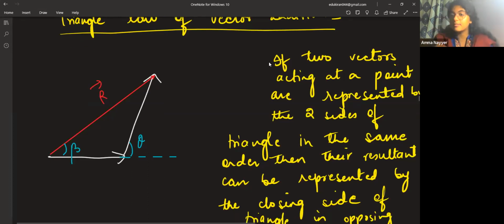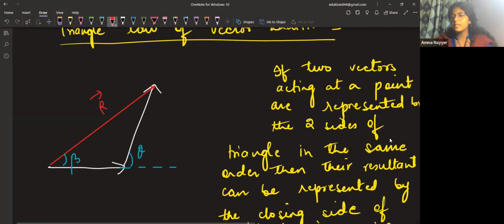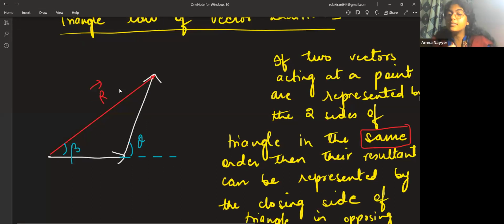Now see what it is saying. If two vectors acting at a point are represented by two sides of a triangle taken in the same order, this is very important, taken in the same order, then their resultant can be represented by the closing side of the triangle taken in opposite order. See class, this order is opposite and these are in the same order. That is exactly what your triangle law says.